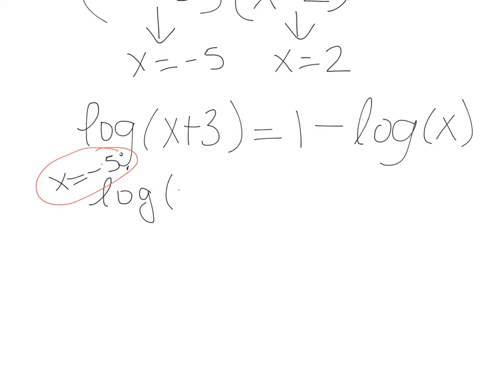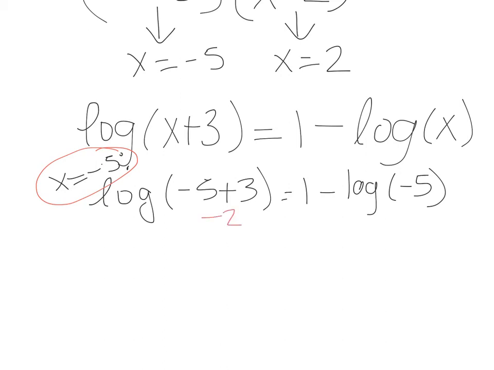So log of negative 5 plus 3 equals 1 minus log of negative 5. And right now you should start seeing negative 5 plus 3 is negative 2, and then this is negative 5. So remember what I said: you can't take the log of a negative number. So this doesn't work. x equals negative 5 doesn't work, and we're going to move right along.